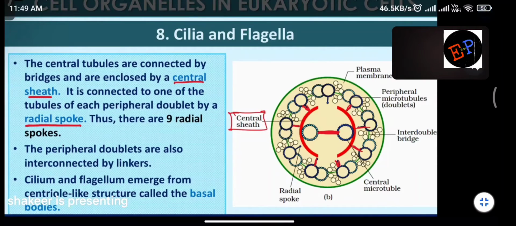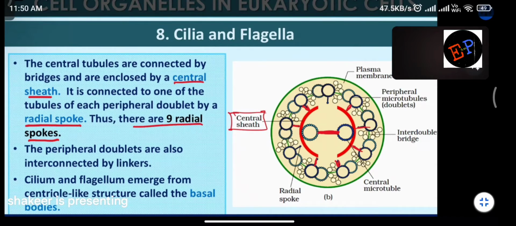Are you able to understand? So there are 9 radial spokes. It means the central sheath, that red color region, will be connected to each peripheral tubule by a spoke. How many peripheral tubules are there? 9 peripheral tubules are there. So how many spokes should be present? 9 spokes should be present. These 9 spokes will be connected to the central sheath. And where is this central sheath? The central sheath is surrounding the central microtubules. This much of arrangement is present.